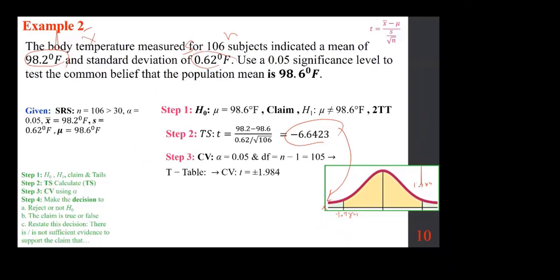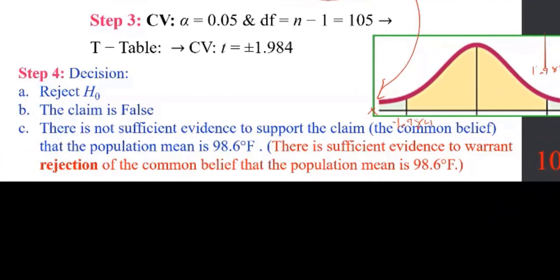Now you do the writing. If you are rejecting H0, you look at step 1. The claim is sitting next to H0, so you are rejecting the claim. That means the claim is false. And then you do the writing. So in this case, there is not sufficient evidence to support the claim, the common belief that the population mean is 98.6.